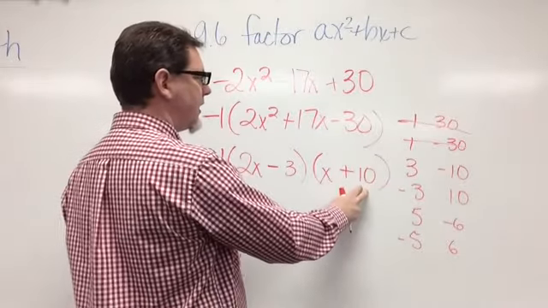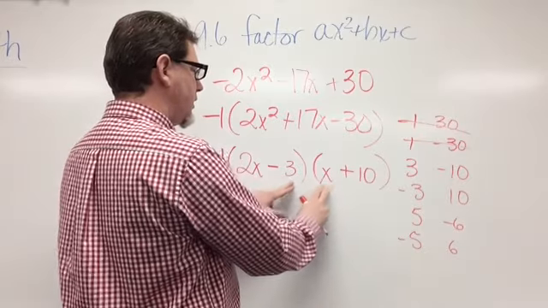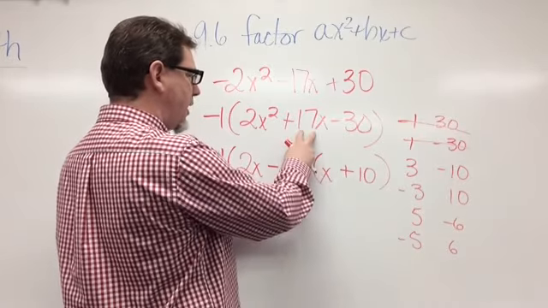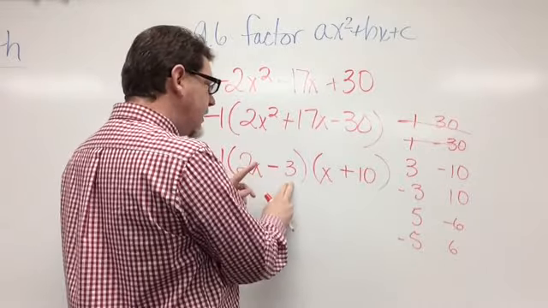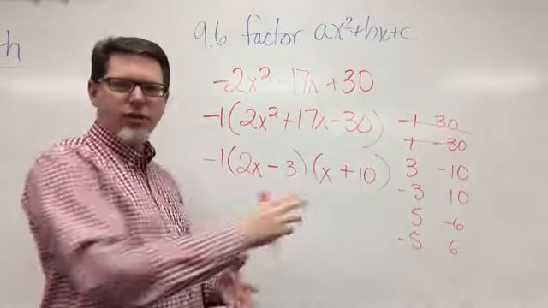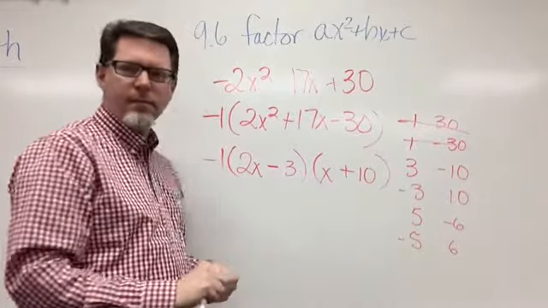2 times 10 is positive 20, plus negative 3 is positive 17, and negative 3 times 10 is negative 30, so there are my factors. 2x minus 3 and x plus 10.